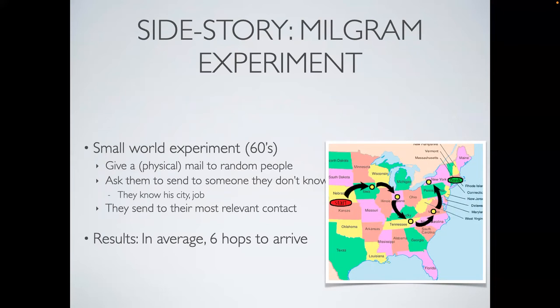So in this experiment, the idea was to check this notion that we are close to each other. Basically, the question is, if I want to shake hands with the president of the US, do I know someone who knows someone who knows someone who knows someone who knows him? And basically, I just have to go through a few steps to reach that person.